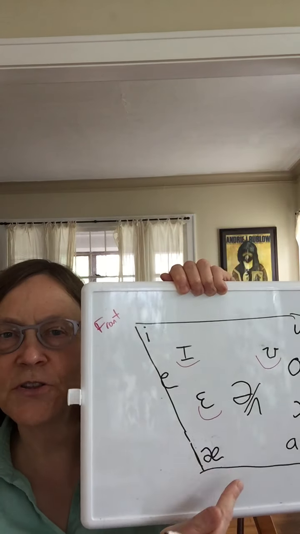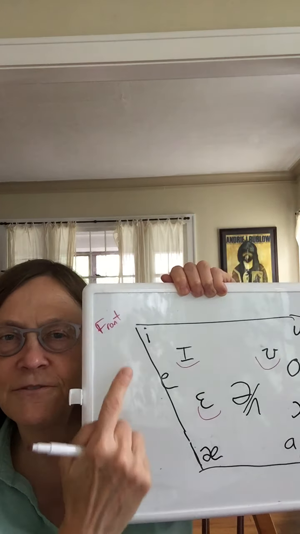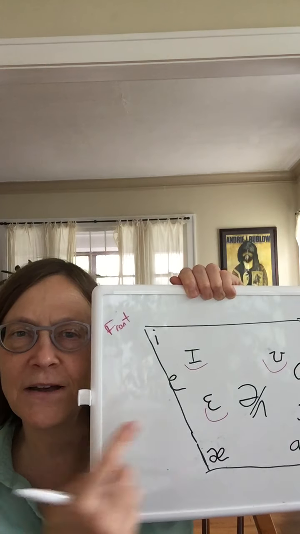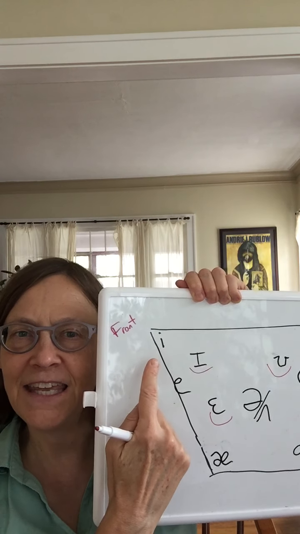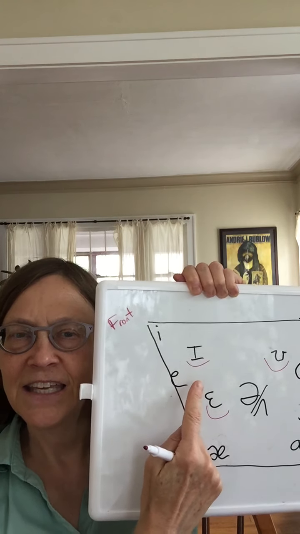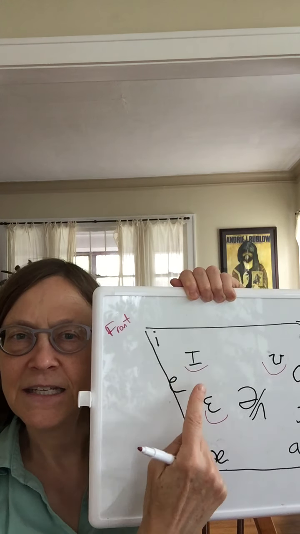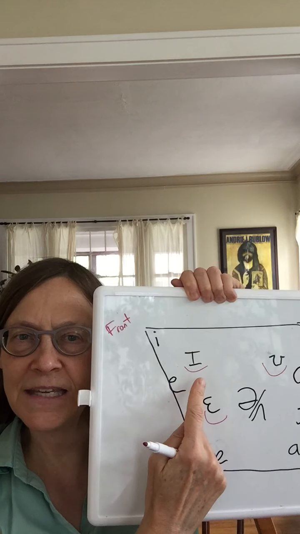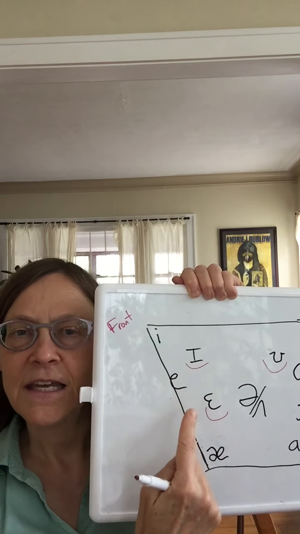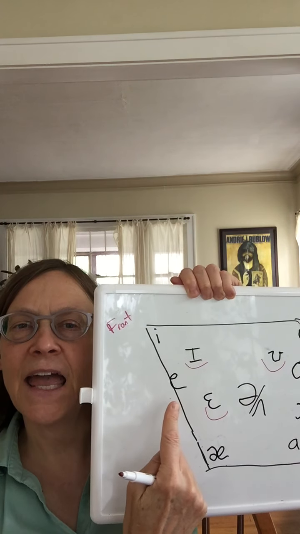So we'll just do the front vowels first. And again, feel it with your mouth. E, I. So this is E like bead. This is bid, I.